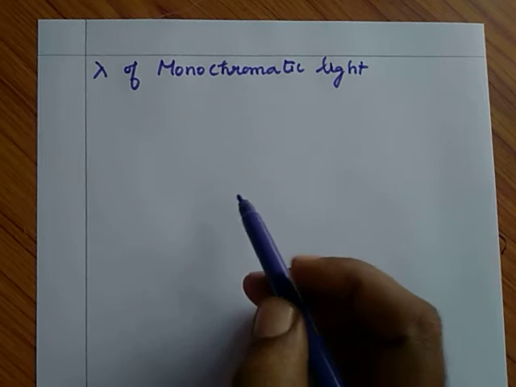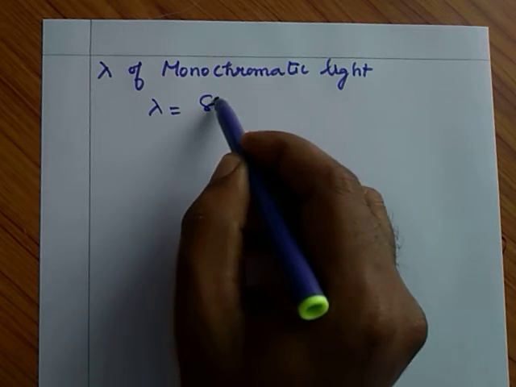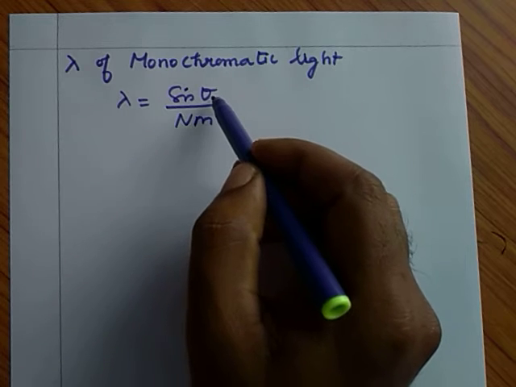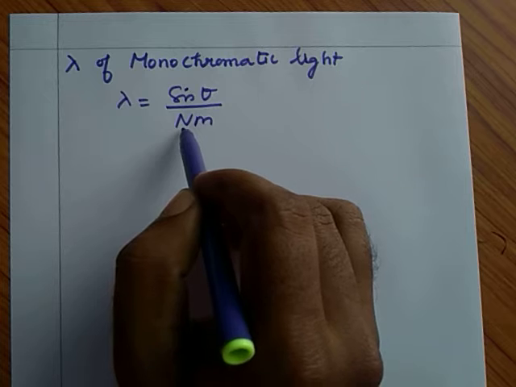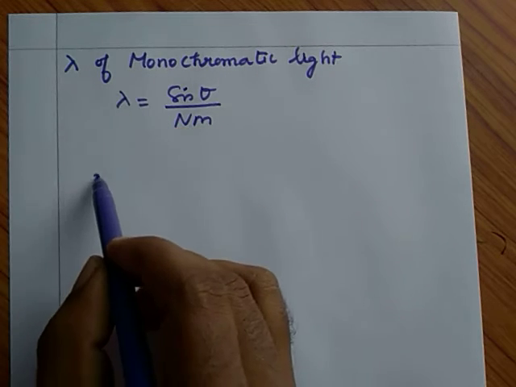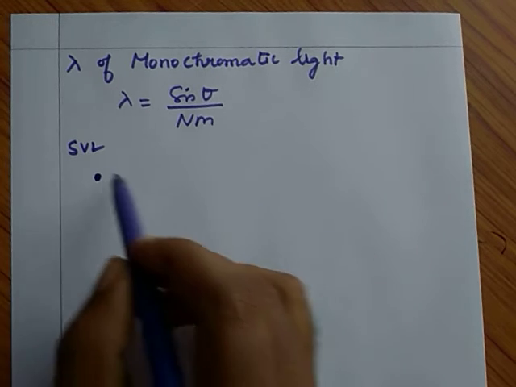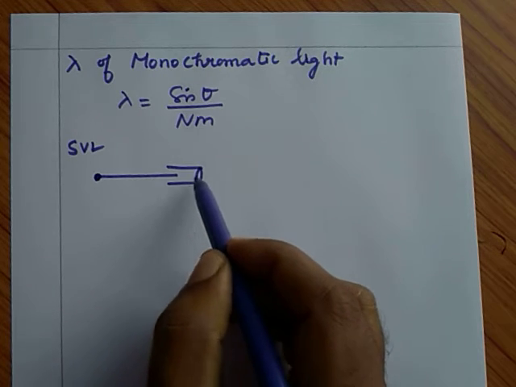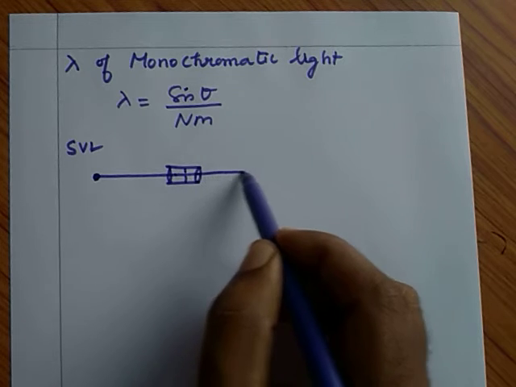Wavelength of monochromatic light. We know the formula lambda is equal to sin theta by n into m. We need to find theta and m, that means angle of diffraction and order of diffraction. We know the value of n. First of all, I use a monochromatic source, that is a sodium vapor lamp. The light from the source is allowed to fall on a collimator. Here the collimator has a slit that forms the ray.